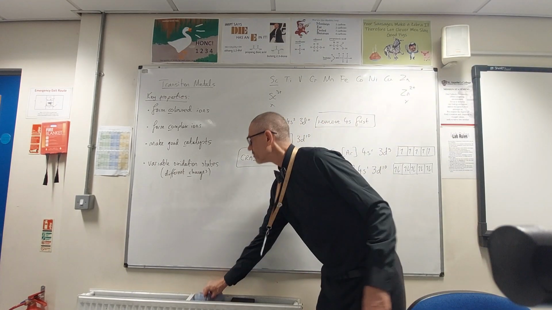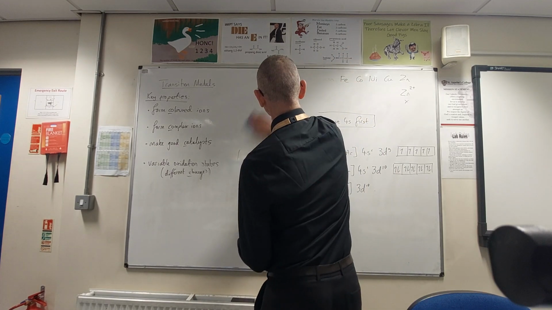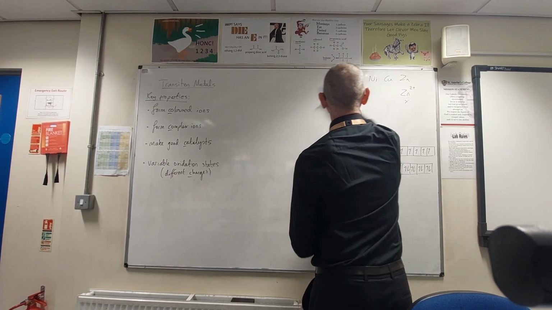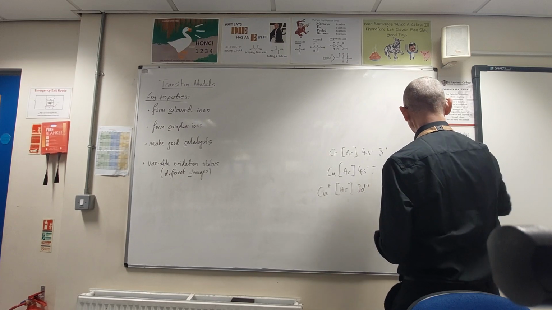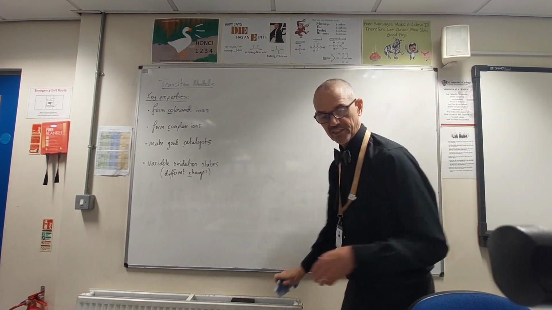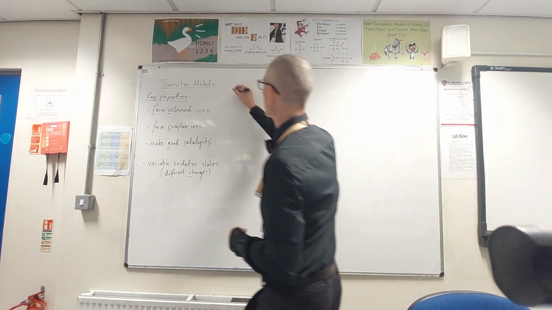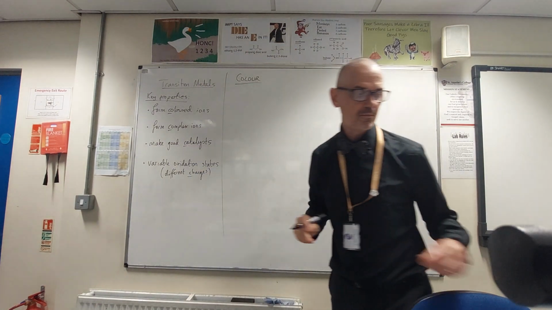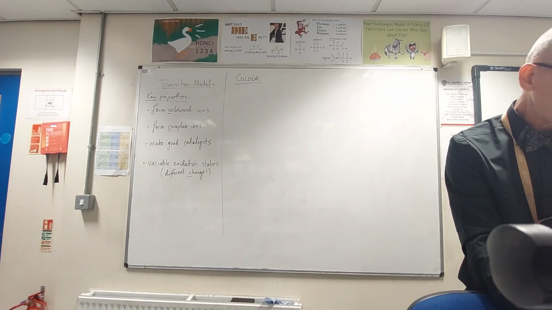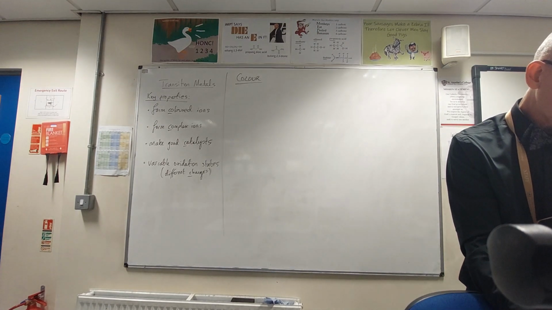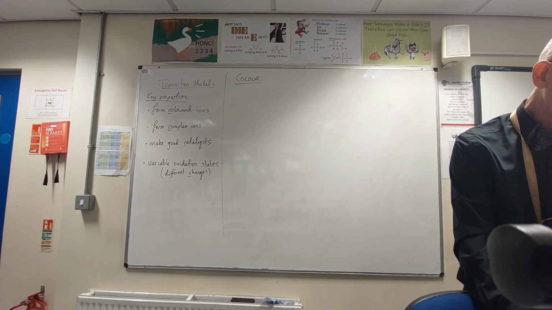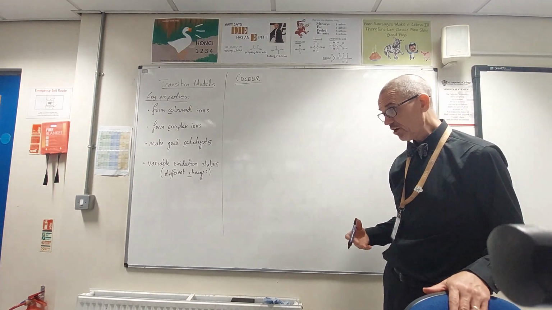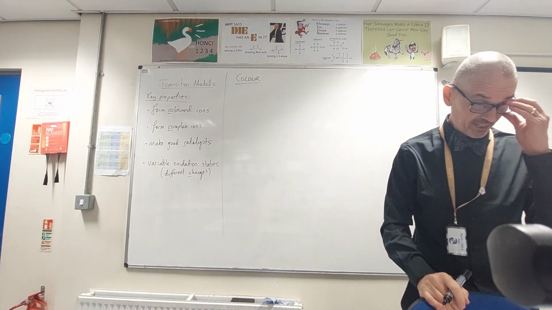Okay. So let's do colour first, because it's a good self-contained little topic. Why do transition metals form colours? Or to ask the bigger question, why does anything form a colour?